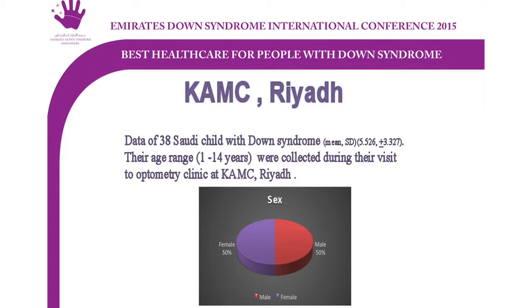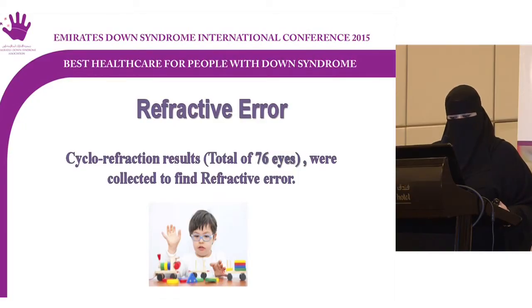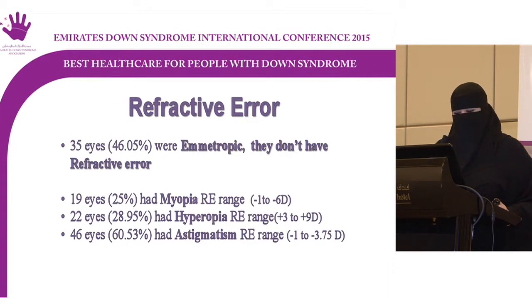In King Abdulaziz Medical City in Riyadh, I collected data of 38 Saudi children with Down syndrome. Their ages ranged from 1 to 14 years old. Data were collected during their visit to the optometry clinic. Cycloplegic refraction results were collected to find the refractive error of 76 eyes. We found out that 46% were emmetropic. That means they don't have any refractive error.